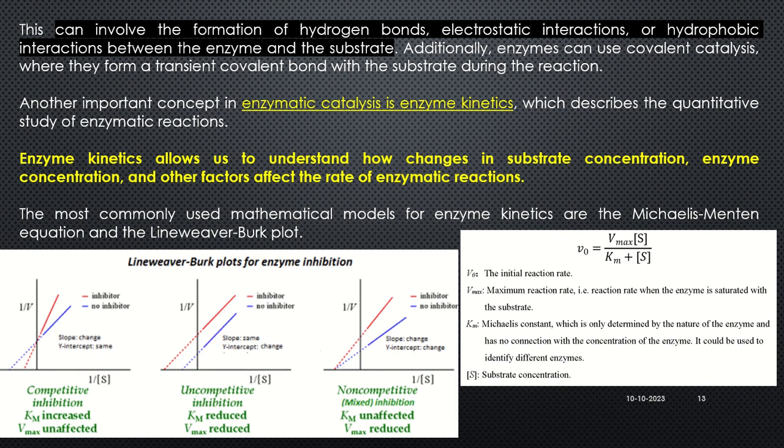First, bonding with hydrogen bonds, bonding with hydrophobic interactions, bonding with electrostatic interactions, between the enzyme and substrate. Additionally, enzymes can use covalent catalysis also, where they form a transient covalent bond with the substrate during the reaction.